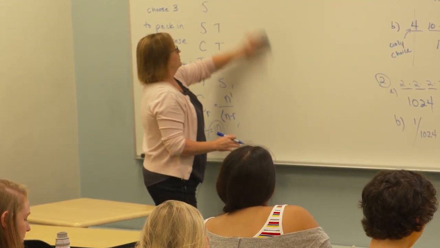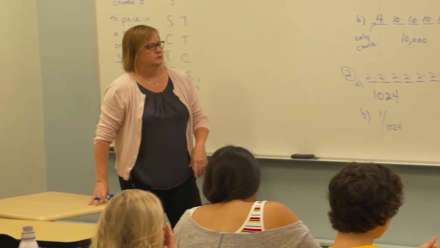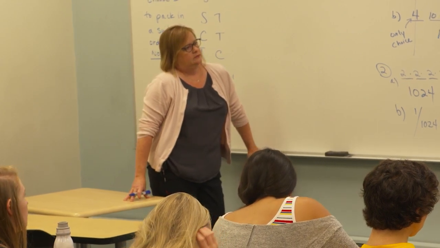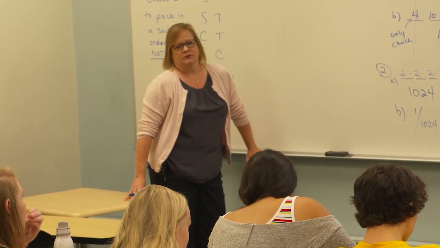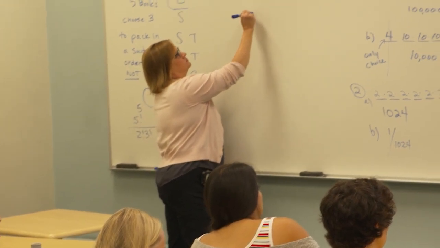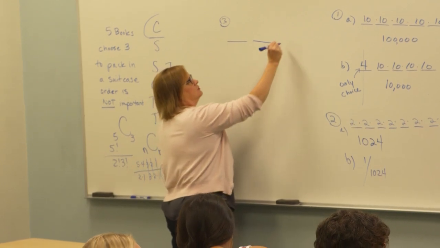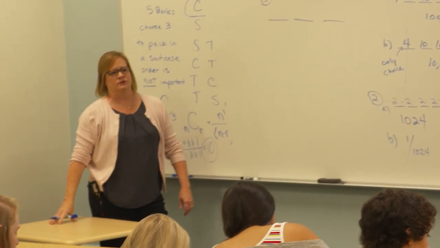Okay, number 3. So for winter semester, you have to choose a math class, an English class, and a science class. There's 4 math, 7 English, and 4 science, and they all fit perfectly into your schedule, let's say. How many different schedules can you create? So how many times do you have to make a decision on this one? Choose math, choose English, choose science. 3 times I have to make a decision.